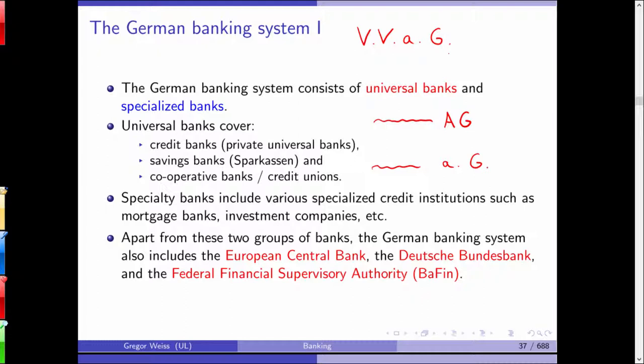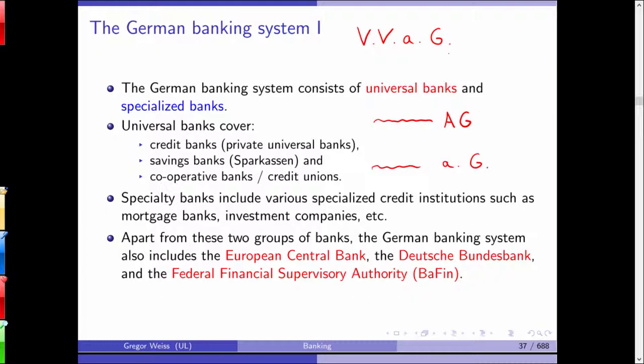Okay. Now, we will see how financial regulation works in Germany. The basic idea is that, at least when it comes to insurance companies and the stock trading and stock exchanges, supervision is done by BaFin. So for insurance companies and the stock exchanges, BaFin is responsible. When it comes to banks, it's a little bit more complicated.